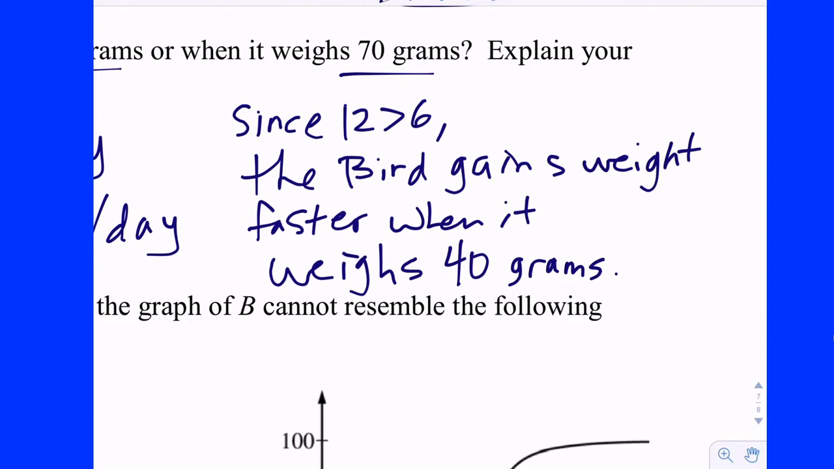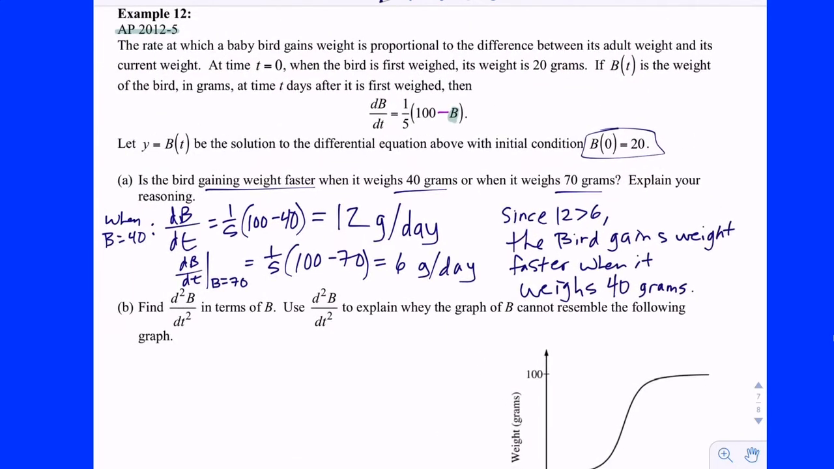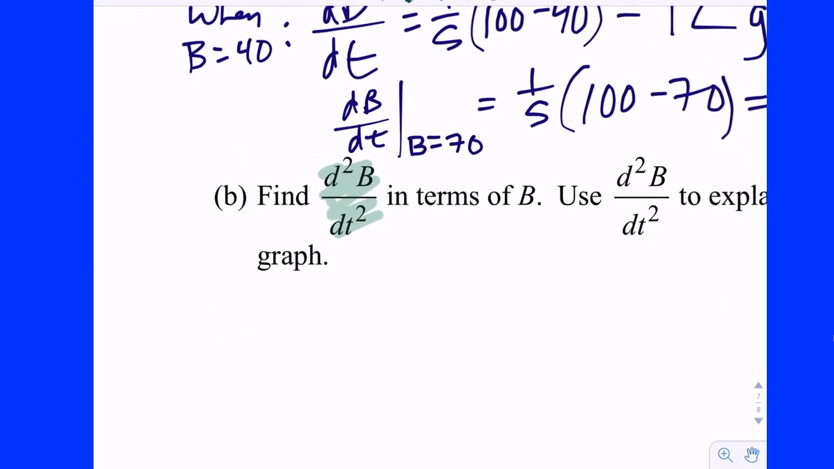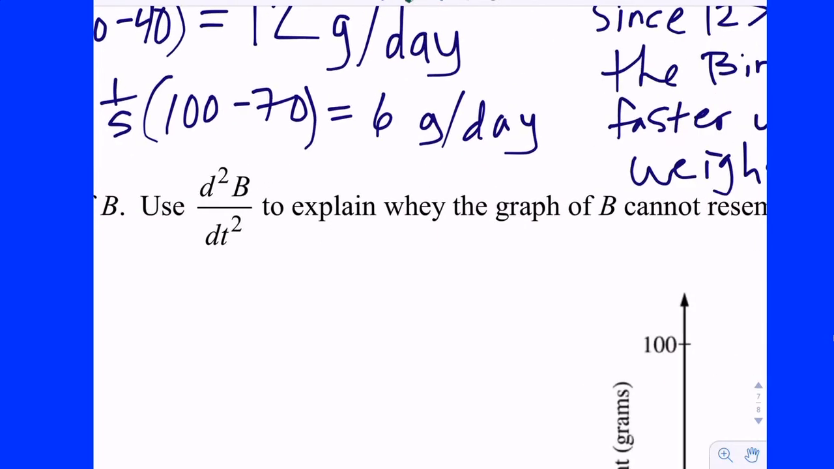All right, so yeah, there you go. We'll see how much that was worth, where the points came from, in a little bit. We'll look at the scoring guidelines. So far, so good? Actual question. So far, so great. Find d squared b over dt squared. What is that? That's the second derivative in terms of b. Easy enough. And then use it to explain.